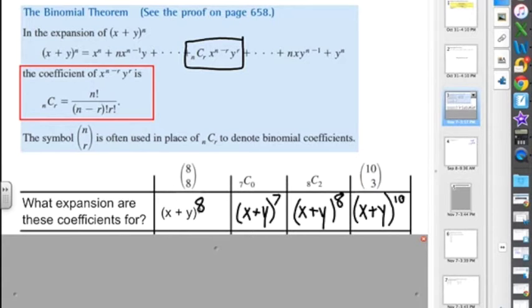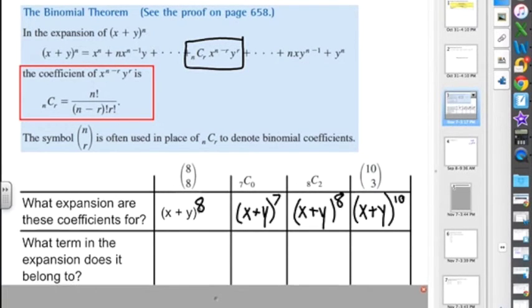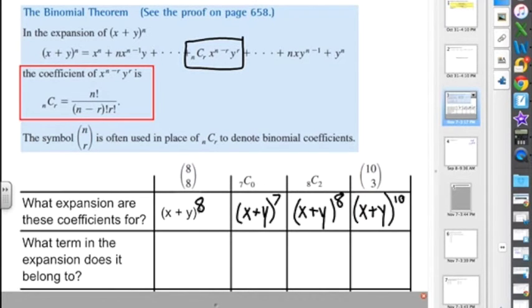All right, now here's the one you really have to think through, and I want you to take a moment to think about this. Which term in the expansion does it belong to? We recognized that when we were raising x plus y to the fifth, we had six terms. So think about this. We're going to start here, r was 0, so we start at 0 and count up. What term will it belong to? See if you guys can get these.